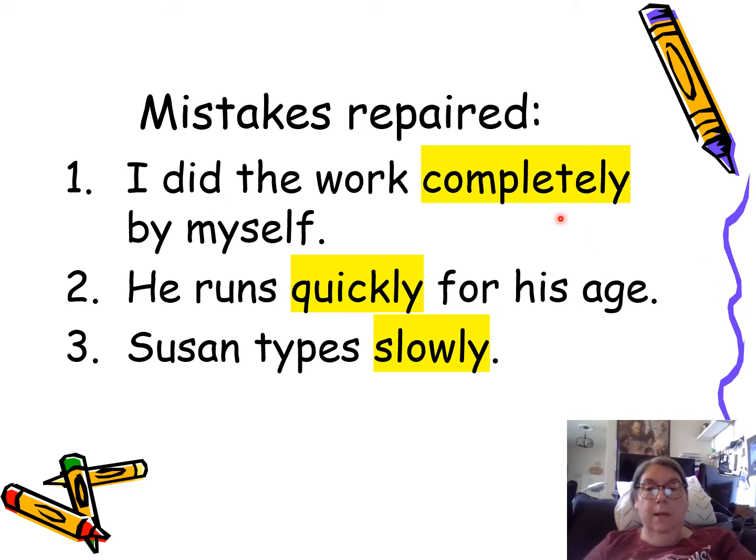So complete should be completely. Complete looks like a verb, but watch out. Many words serve different parts of speech. He runs quickly for his age, describing runs. Susan types slowly, describes types.